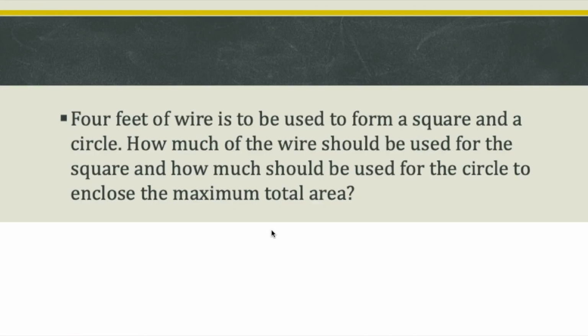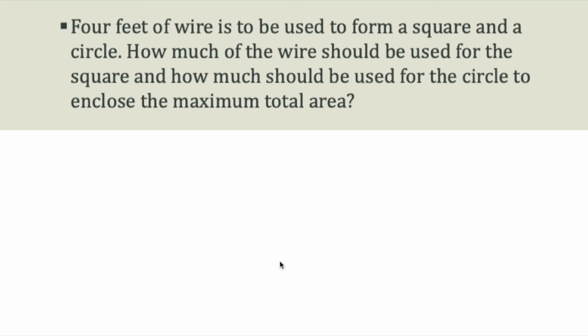Okay, one more question here. Go ahead, pause the video, write that down, and then come back. So what we're looking at here is 4 feet of wire is to be used to form a square and a circle. So how much of the wire should be used for each, the square and the circle, to enclose the maximum total area?